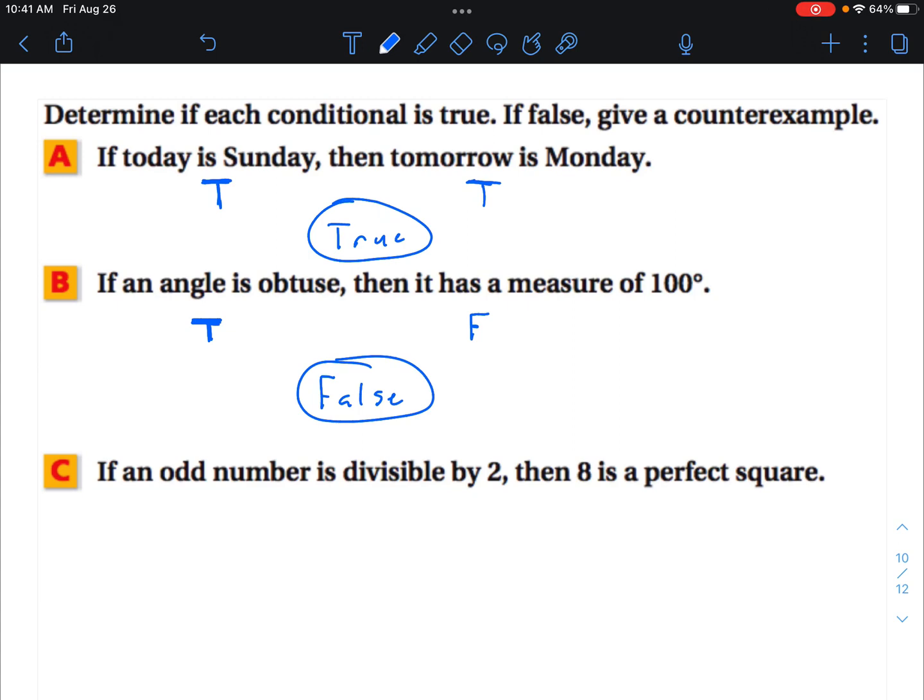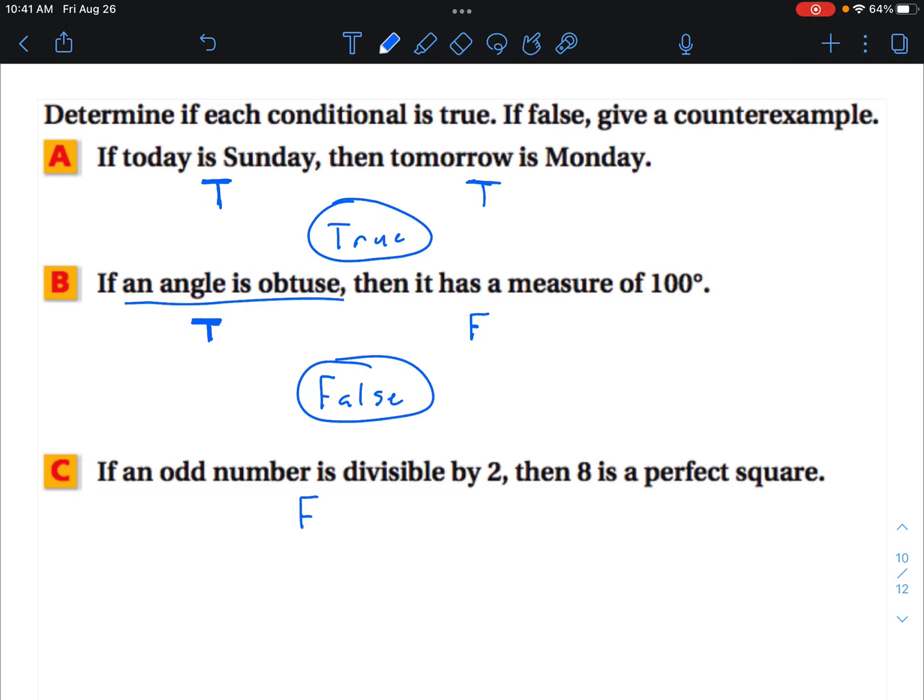Okay, moving on to the third one. If an odd number is divisible by 2, so we'll go out on a limb, and if you know anything about odd numbers, none of them are divisible by 2. 3 doesn't divide by 2, 5 doesn't divide by 2, 7 doesn't divide by 2. So right away, this hypothesis is false. There is no way you can get an odd number divisible by 2.